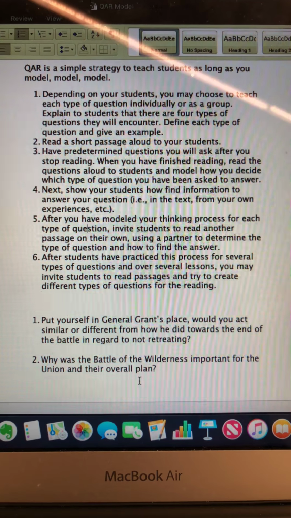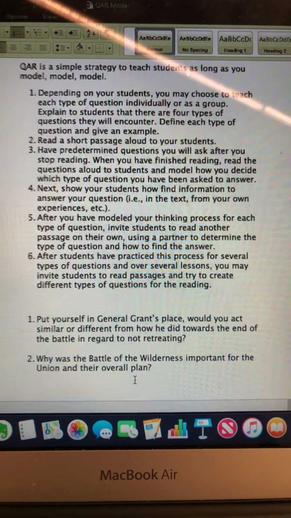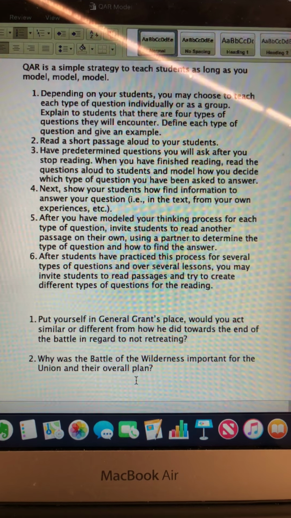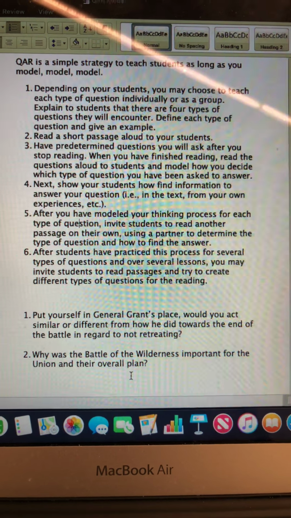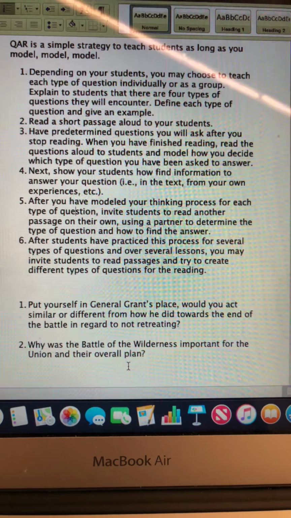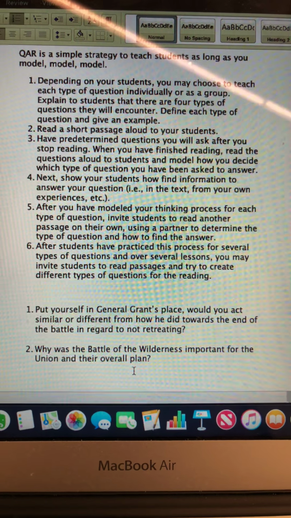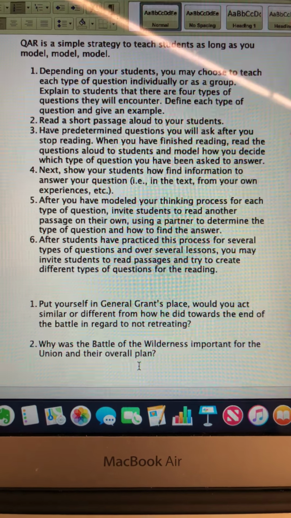The second kind is think and search questions. In this, the answers are gathered from several parts of the text and put together to make a single meaning. This can be used with a longer reading where students will have to search and formulate what kind of pieces of information can go together for one answer.